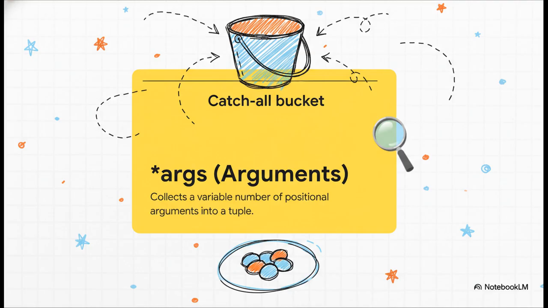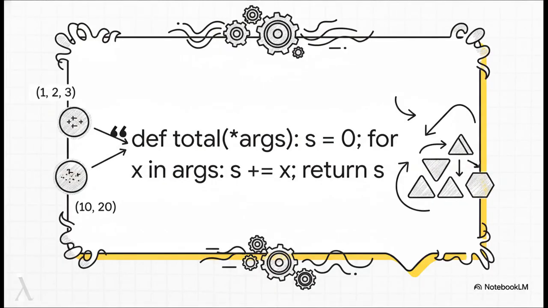When you put *args in your function definition, it tells Python to collect any extra, unnamed arguments that get passed in and just bundle them all up into a single tuple for you. Just look at this total function. By using *args, we've made it incredibly versatile. We can call it with 3 arguments, or 2, or 10. It doesn't matter. Whatever we pass in, *args just collects them all into a tuple. In this case, 1, 2, 3, which we can then easily loop through. Now that is true flexibility.